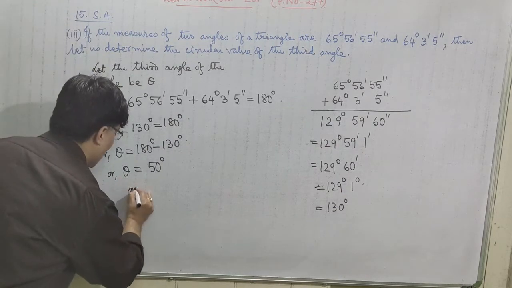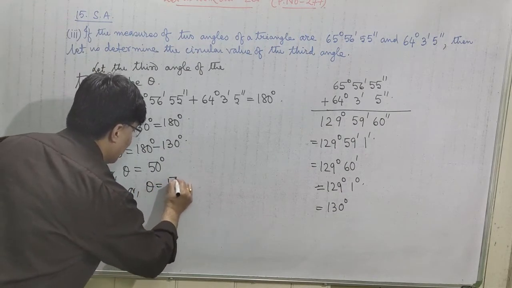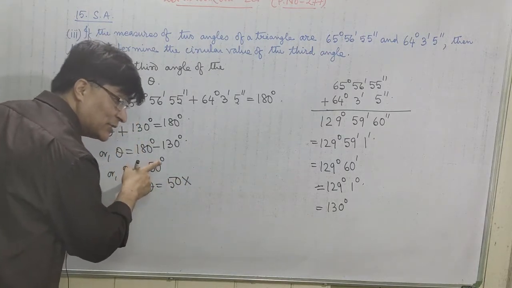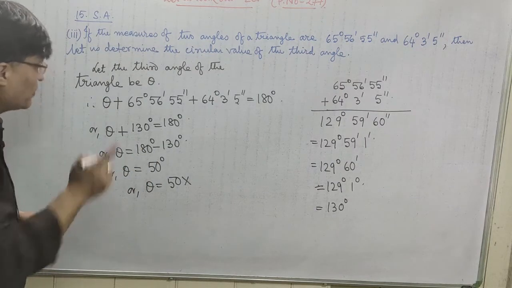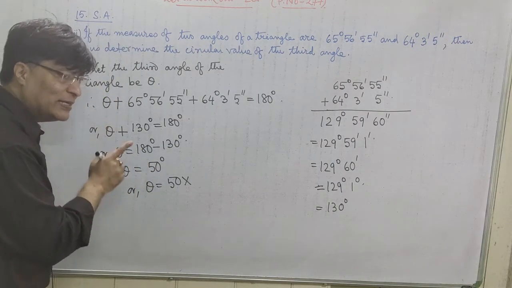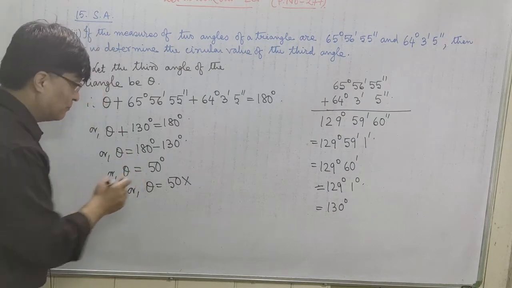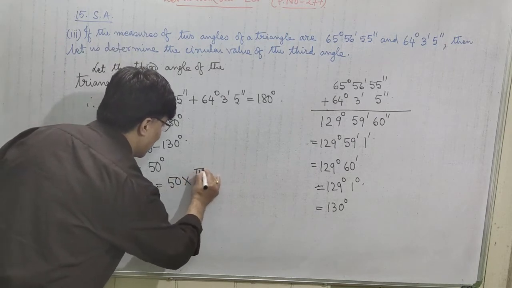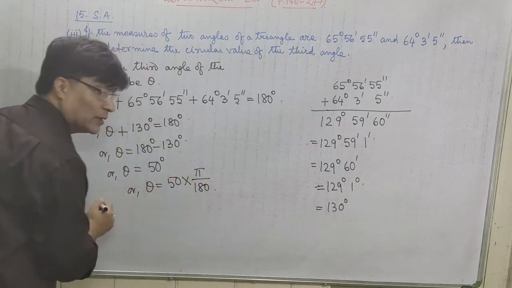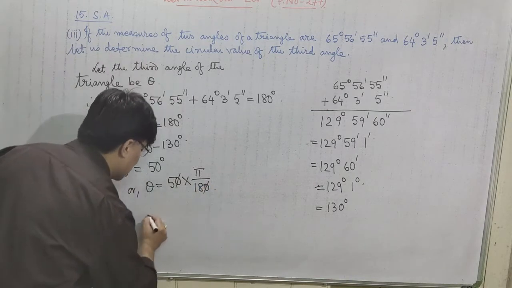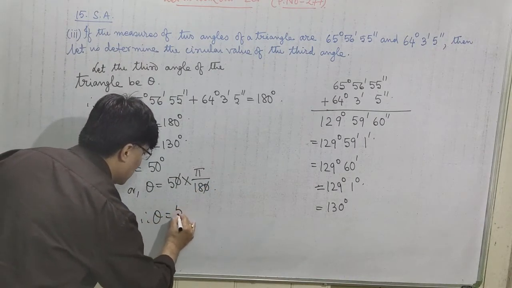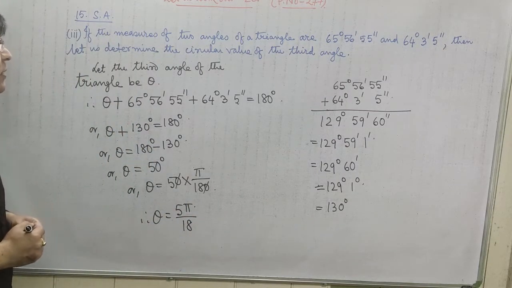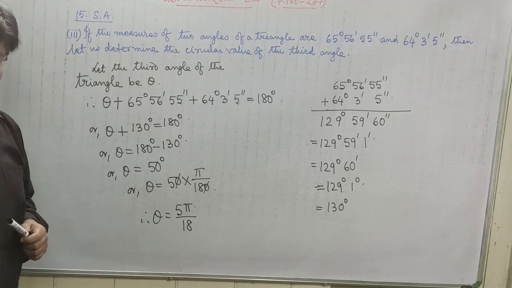Okay? So theta is equal to 50 multiplied by. If you want to convert the sexagesimal system into circular system, you have to multiply the angle in sexagesimal system by pi by 180. So don't write degree out here. Degree will be cancelled. So 50 into pi by 180. Is that clear? Here 0, 0 gets cancelled. So theta is 5 pi divided by 18. This is the third angle in circular measure.